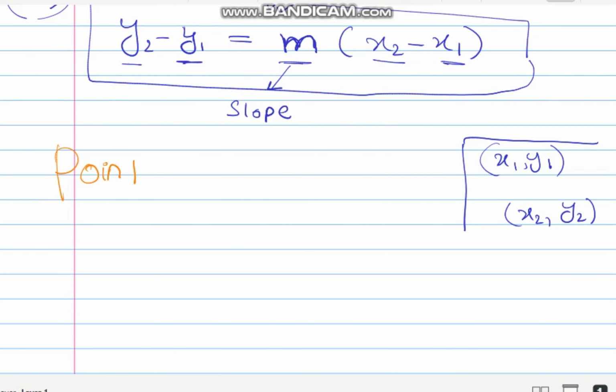Point slope form. Point slope form. Okay, what is this? Can you read?